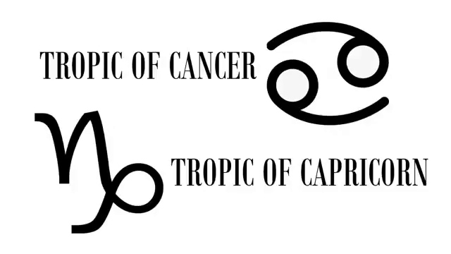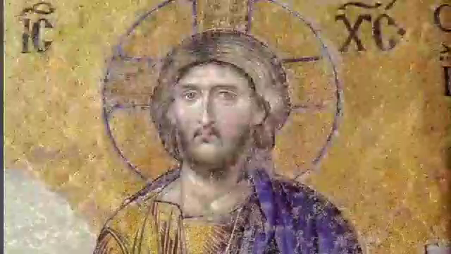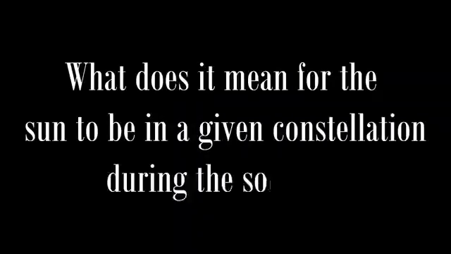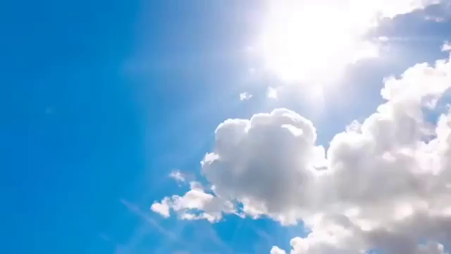As Wikipedia tells us, the Tropic of Cancer and Capricorn were named such because many years ago, in the days before BC, the sun was in the constellation of Cancer at the June solstice, and the sun was in the constellation of Capricorn at the December solstice. What does it mean for the sun to be in a given constellation during the solstice? It means a position of the sun in the sky at solar noon.